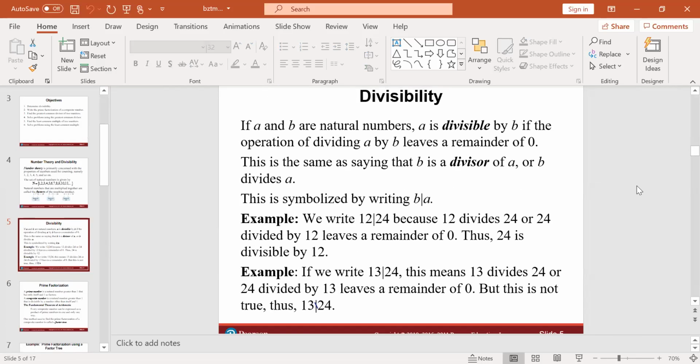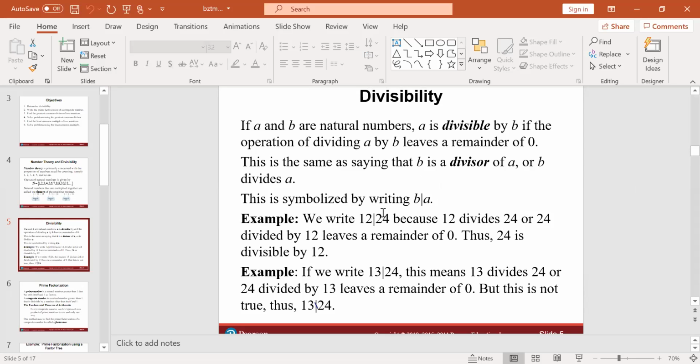Now, if you're talking about 2 natural numbers, you want to talk about whether one number is divisible by another. Basically, A is divisible by B if the operation of dividing the number A by the number B has no remainder, leaves a remainder of 0. You can symbolize that as B, and then a nice vertical bar, A: B divides A. And it's very simple. You can say 12 divides 24. 12 can cut up 24 into an even number of pieces, no remainder.